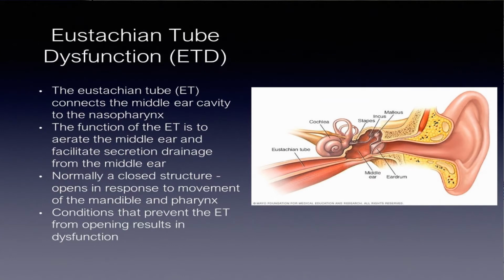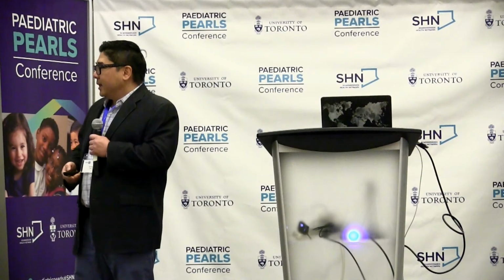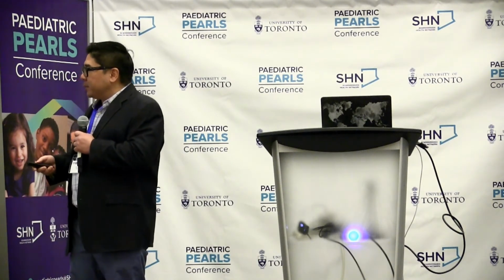So what is Eustachian tube dysfunction? Well, the Eustachian tube is a fibrocartilaginous tube that connects the middle ear cavity to the nasopharynx, the function of which is to aerate the middle ear and facilitate secretion drainage from the middle ear to allow for normal hearing. Normally the Eustachian tube is a closed structure, but it opens whenever there's movement of the mandible or the pharynx. That's when you're in an airplane, you feel like your ears plug, you want to yawn and swallow. That opens up your Eustachian tube. What causes Eustachian tube dysfunction is any condition that prevents the Eustachian tube from opening, and this results in Eustachian tube dysfunction.